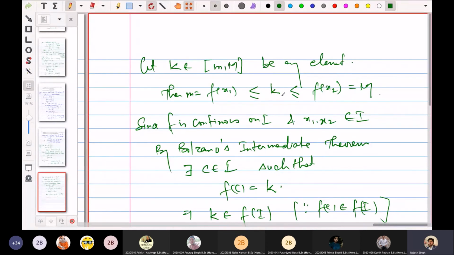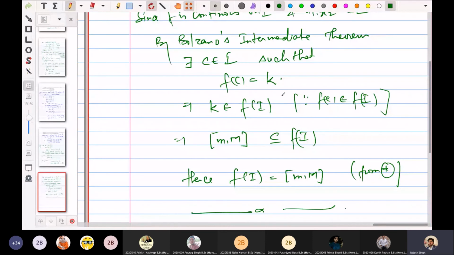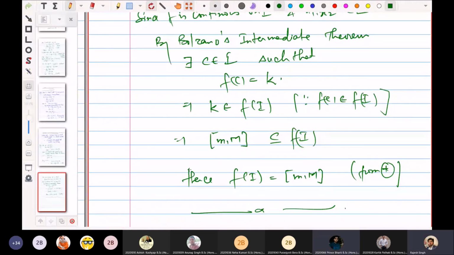So by Bolzano's intermediate value theorem, you will have a point C belonging to I such that f of C is equal to k. Now this f of C belongs to this f of I because ये range image हो गया and this is set of all images, so k will belong to f of I, so [m, M] is contained in f of I. Fine. Yes, sir. ठीक है, so basically हमने प्रूव कर दिया कि f of I is an interval, right?